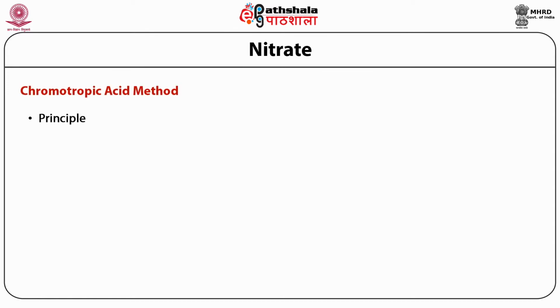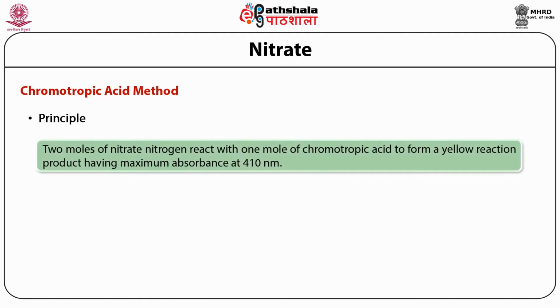The principle of this method is that 2 moles of nitrate nitrogen react with 1 mole of chromotropic acid, which is also known as brucine dye, to form a yellow reaction product having maximum absorbance at 410 nanometer.